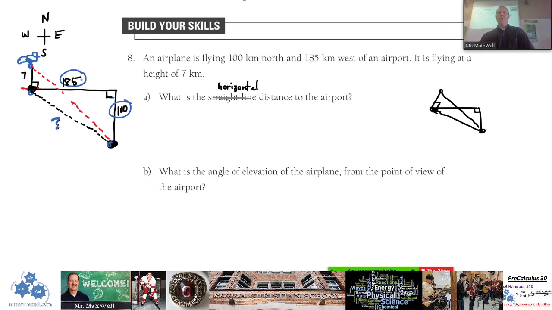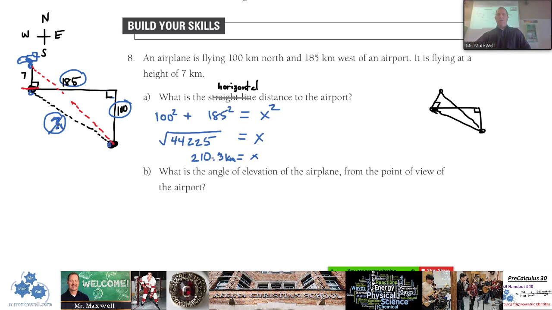So 185 squared plus 100 squared equals this unknown side squared, and so we can find the distance using Pythagoras. So I'll just write that down here. Okay, so you should get 210.3 kilometers for this length right here. I just changed that to x in our equation. Okay, 210. Everybody good with A? Have any questions about A?